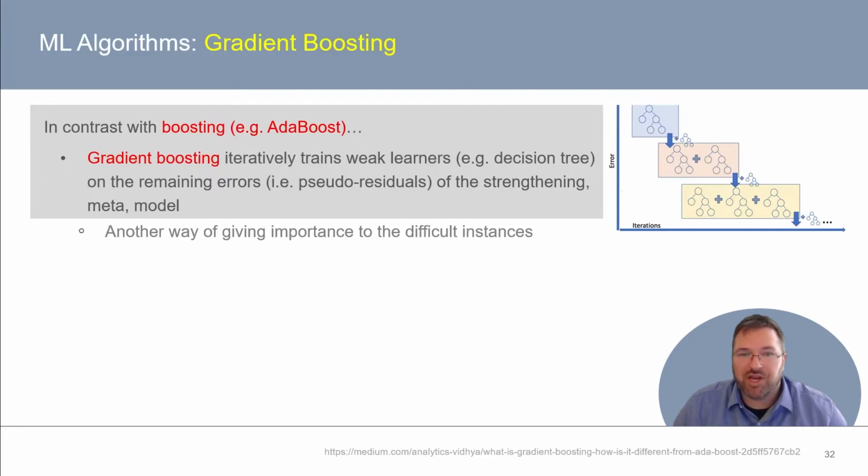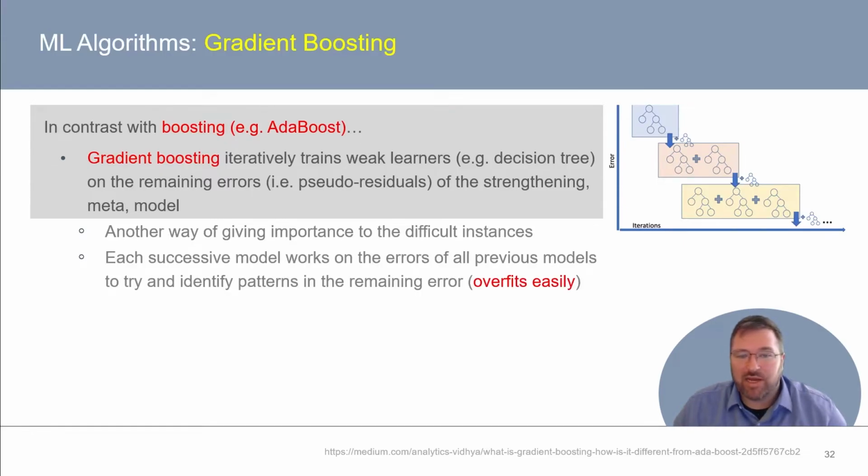We can think of gradient boosting as being another way to give importance to instances that are difficult to accurately predict, where each successive weak model works on the errors of all previous models combined as a meta model to try and identify patterns in the remaining errors being made. Intuitively, it should be no surprise that this approach can be very susceptible to overfitting, based on the enormous pressure on the algorithm to minimize error or maximize accuracy.